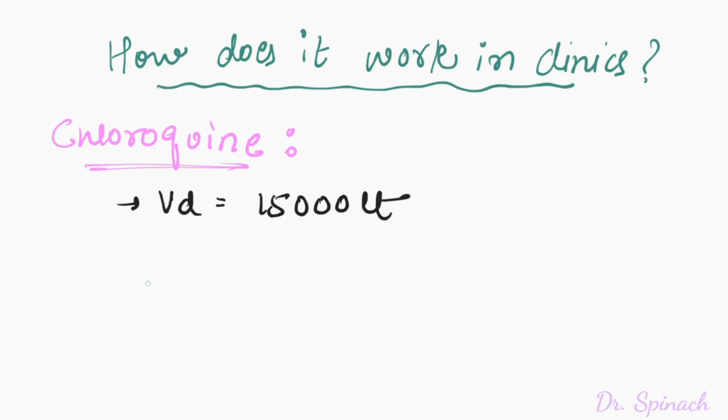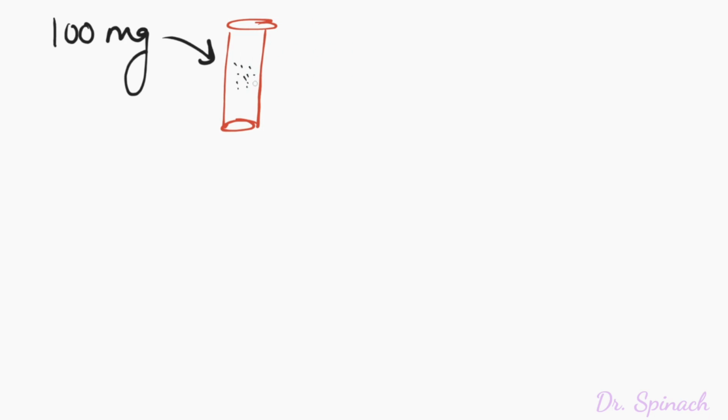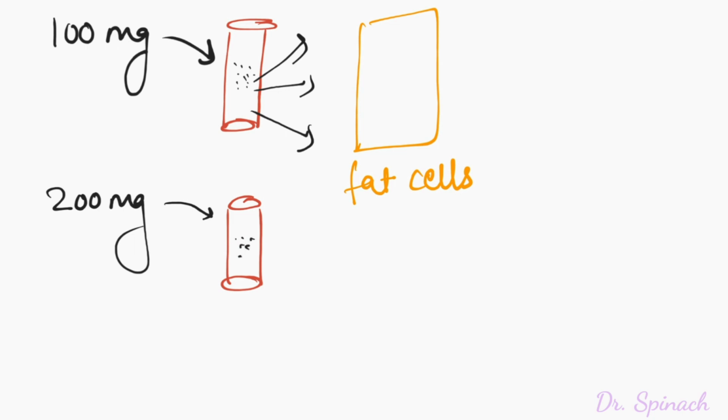Kind of scary, right? It has a tendency to distribute into the body's fat and is metabolized quite quickly by the liver. Let's say 100 mg of drug is enough to kill the parasite present in the red blood cells. But this 100 mg gets distributed to fat cells around the body. Therefore, you increase the dose to 200 mg.